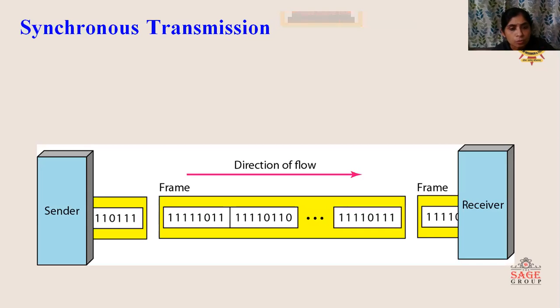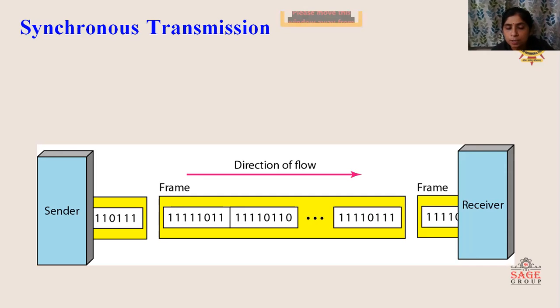This is the synchronous transmission method. Here the bytes are continuously transmitting from sender to receiver, and there is no gap between the bytes. As in the previous case, there is a gap between the byte transmission, but there is no gap in case of synchronous transmission, frame by frame. And as the name indicates, synchronous transmission, the clock of the sender and receiver must be synchronized.